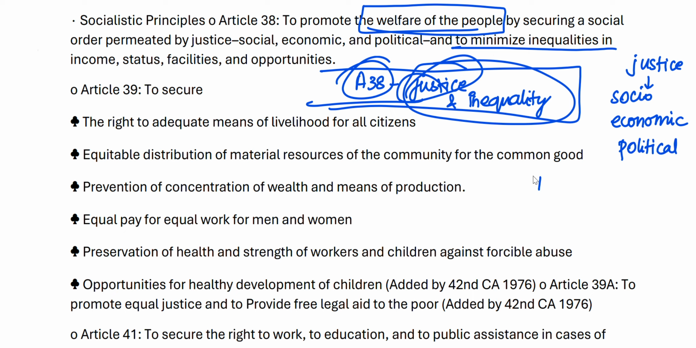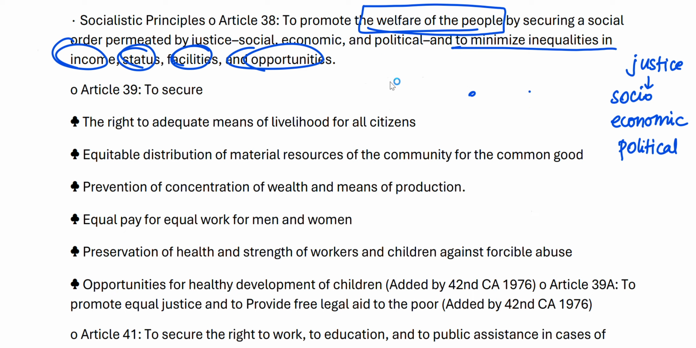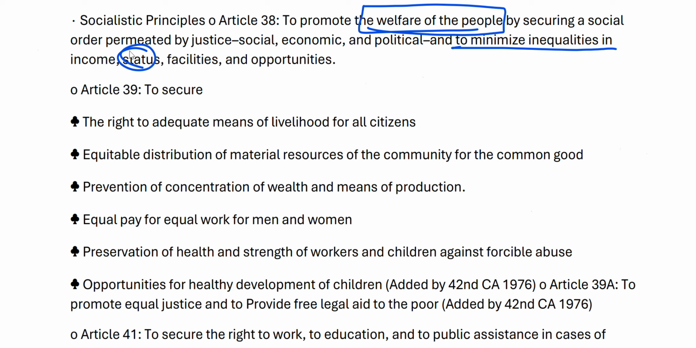And then to minimize the inequalities. The inequalities are of income, status, facilities and opportunities. Article 38 is for justice and equality. Now Article 39 is to ensure adequate means of livelihood for all the citizens.